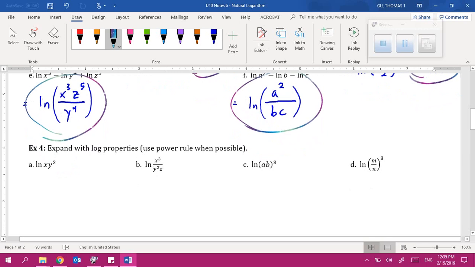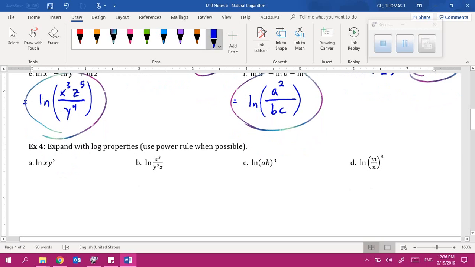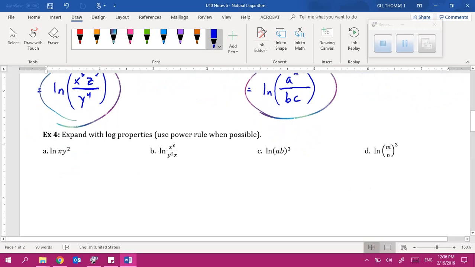We need to be able to expand. So let's take a look at some of these. A, ln of xy squared. How would you do this one? What would your first step be here? Let's separate the x and y. Separate x and y how? ln x minus ln y. You said minus? Plus. Minus 2.